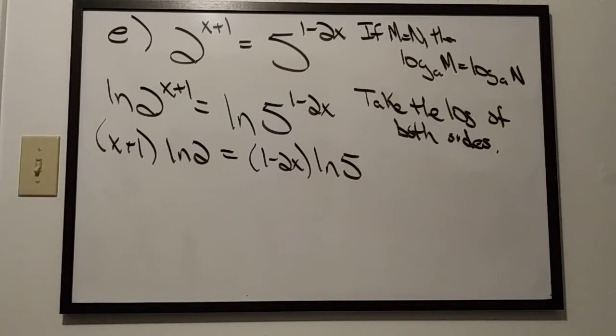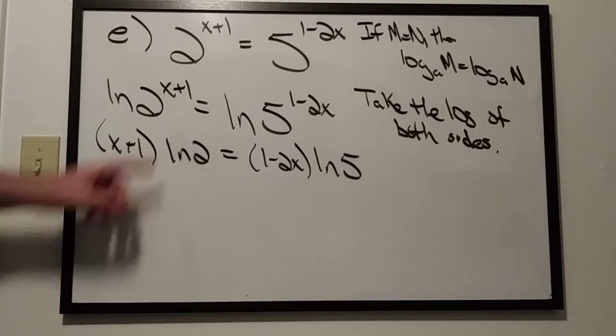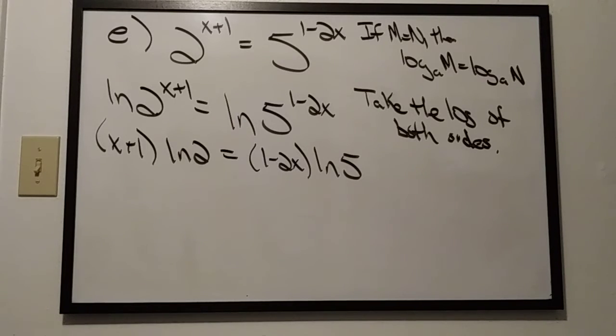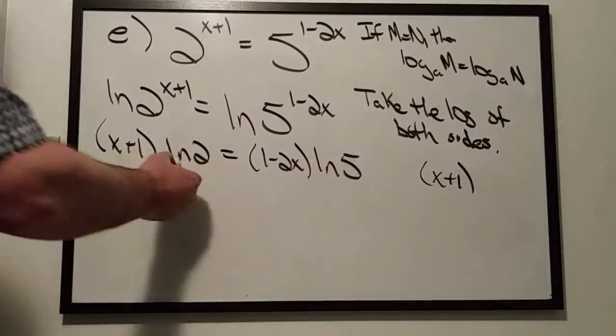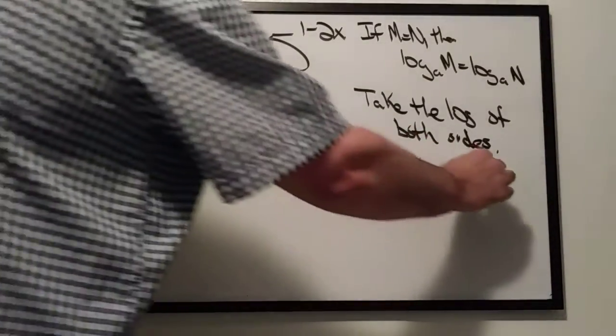So now that we have this then, you might look at this problem and say, I'm just not sure how to move forward. So think about this problem in terms of things that feel a little bit more comfortable. Natural log of 2, that's just a number. So if you think about the fact that natural log of 2 is just a number, come off to the side and think about x plus 1 times a number, like 7.